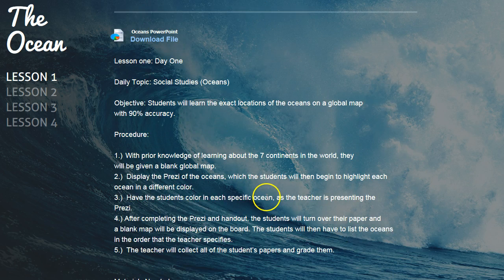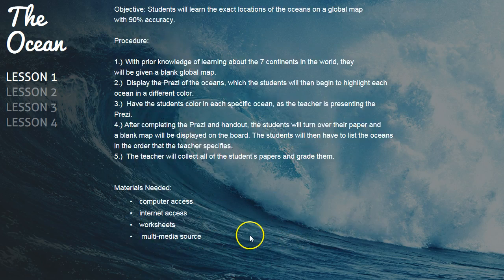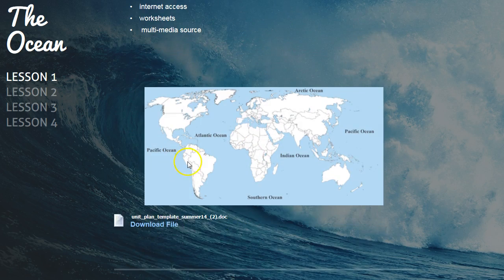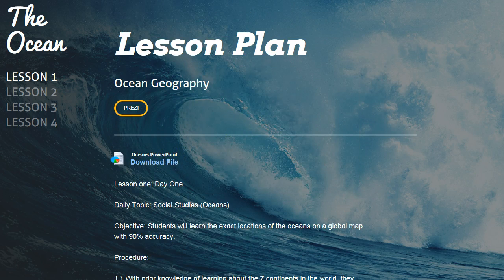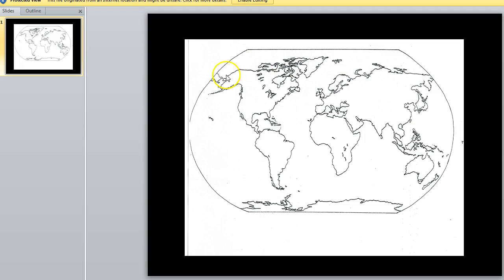Okay. So after completing the Prezi and the handout, the students will turn over their papers and a blank map will be displayed on the board, and that will be my PowerPoint. So I'll display this PowerPoint on the board and have them fill in each of the oceans as I'm pointing them out, and they'll have to write down 1 through 5, and after that I will collect them and grade them.